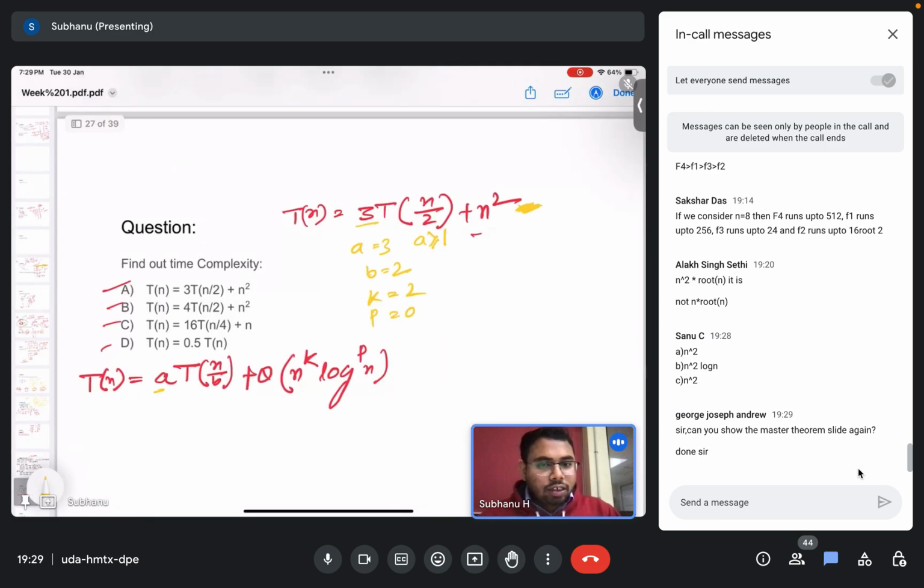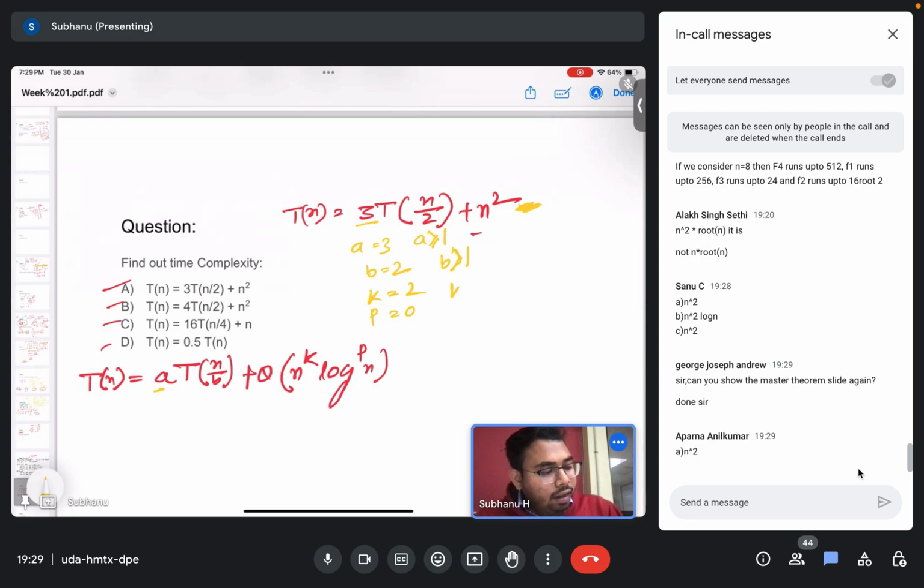Now you just compare the things. Compare the value of a. So a is greater than or equal to 1, here it is 3. Then b is greater than 1, and k is greater than or equal to 0, and p is any real number. Fine. So we have satisfied all the conditions.